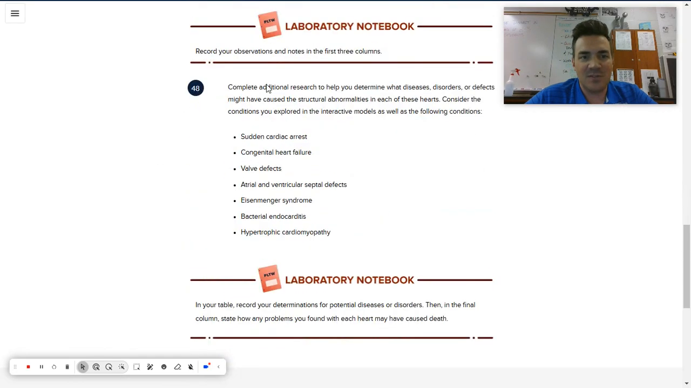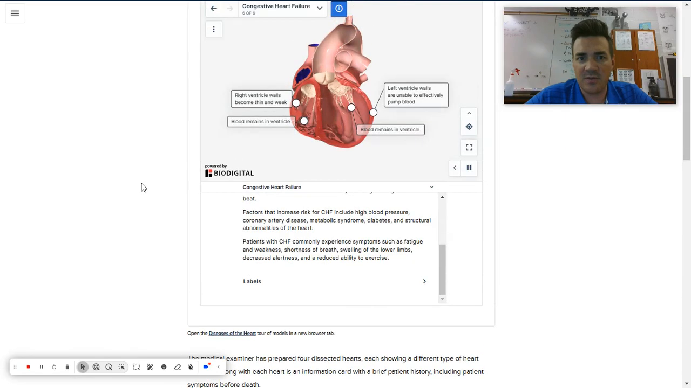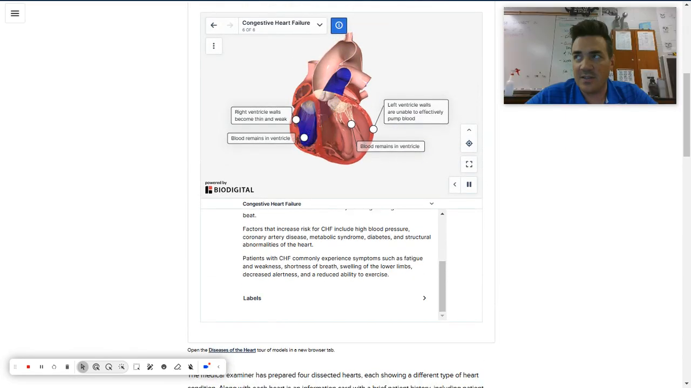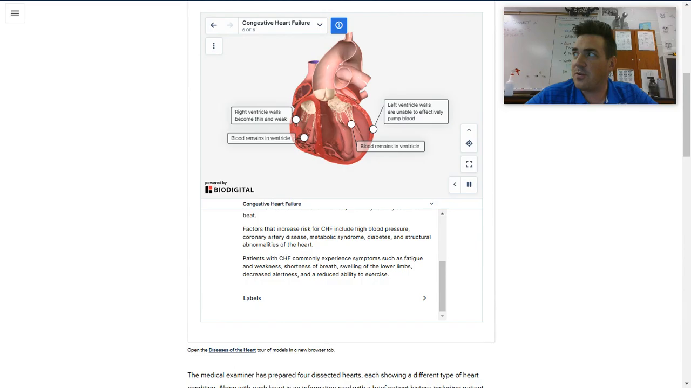You're also going to be doing some research in step 48 over these conditions. Make sure you use reputable sources to research these. You want to be familiar with all of them, because eventually you're going to be looking at Anna's heart, and she could have any of these or any of the ones up here that we saw in the model. So be aware that you are potentially going to need to know those things.